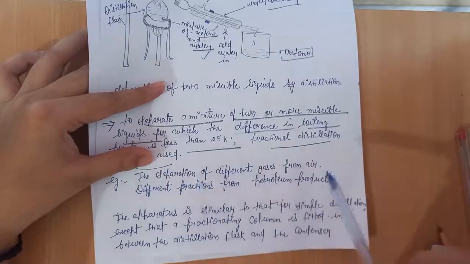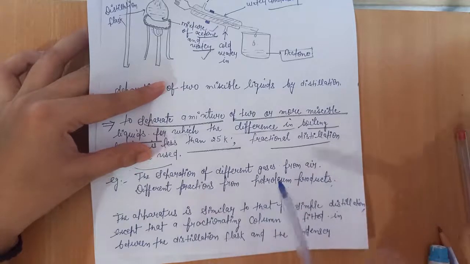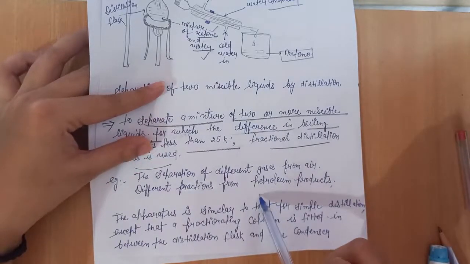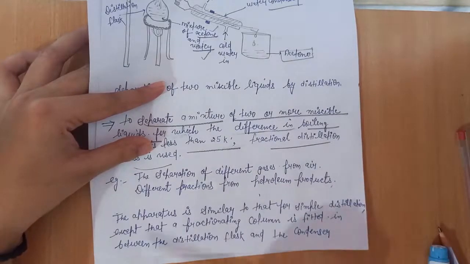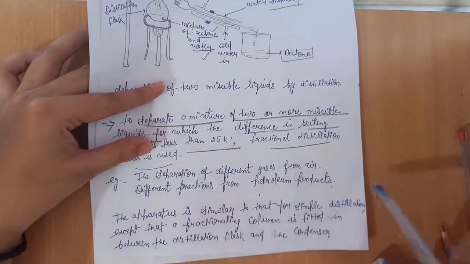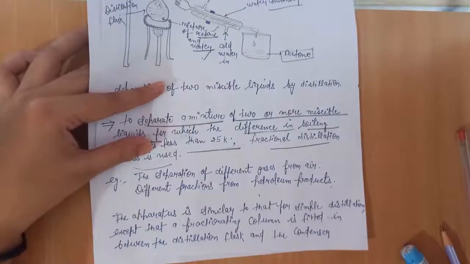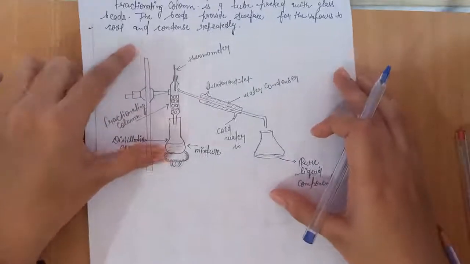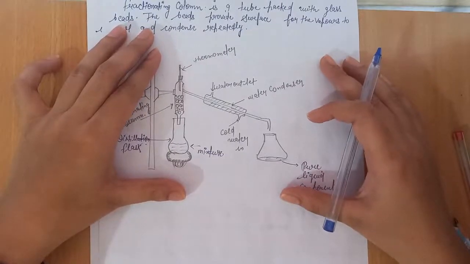The separation of different gases from air and different fractions from petroleum products are cases in which the fractional distillation method is used to separate the components of the mixture. The apparatus is similar to that for simple distillation, except that a fractionating column is fitted in between the distillation flask and the condenser. Let's see. This is the apparatus for the fractional distillation process.